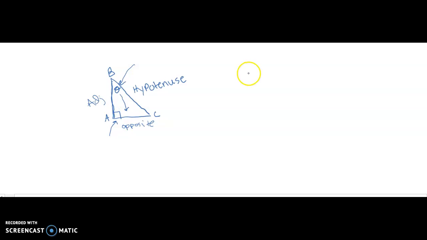So we're going to review using the Pythagorean theorem to find a missing side on a right triangle. Okay, so let's just say we have 25, 20, and we want to find this side right here. Well, it's a right triangle, so we know we can use the Pythagorean theorem. So we have a squared plus b squared is equal to c squared.